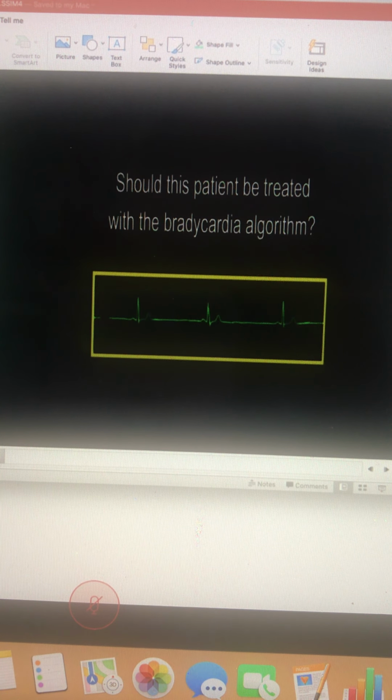So, Octavia, would you treat this patient with the bradycardic algorithm right now? No. How come? Because the patient is hypotensive and not stable. But what's the patient's heart rate? 32. So is the patient bradycardic? Yes. And are we seeing that there are other symptoms involved? Yes, chest pain, weakness, lightheadedness. Okay, good.